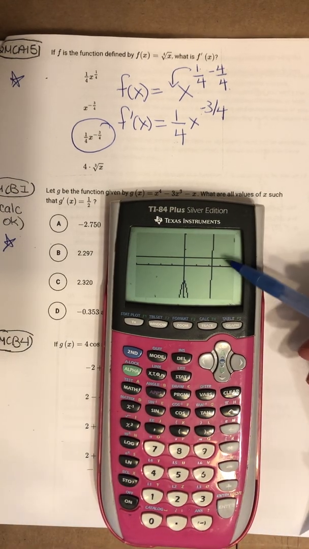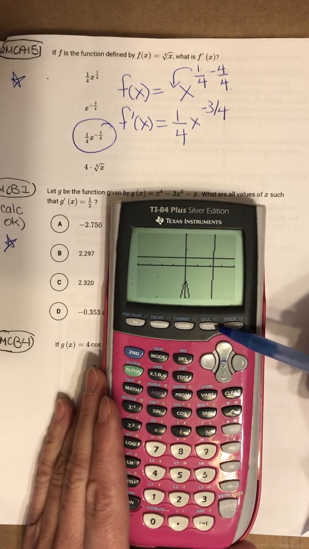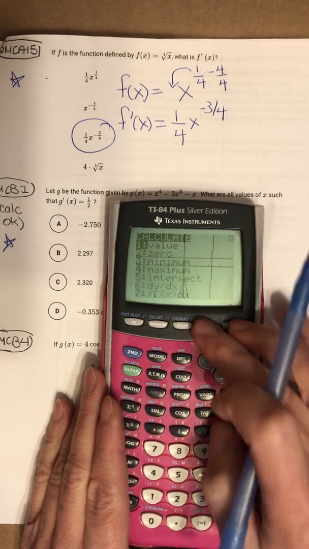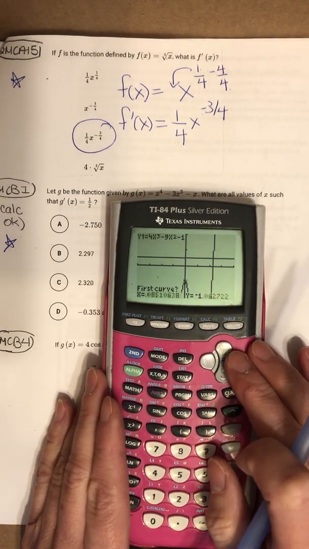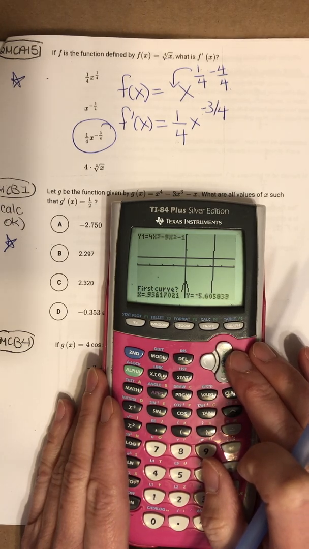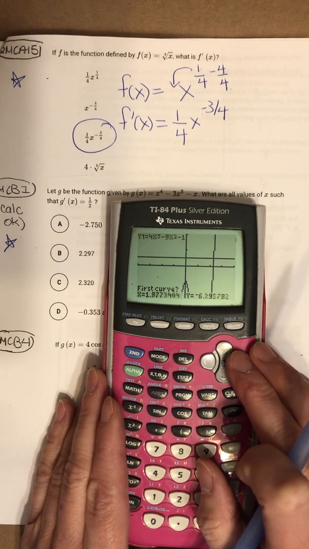There we go. I can. The intersection point right here. Please don't try to trace. You can't get close enough. Use second trace, intersection point. First curve, all I'm going to do, I'm going to get really close to that intersection point, though, to help my calculator out. Let's see. There we go. I'm going to get close to it.